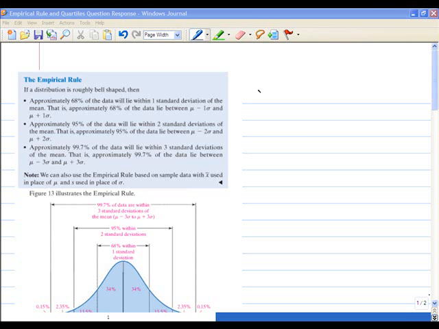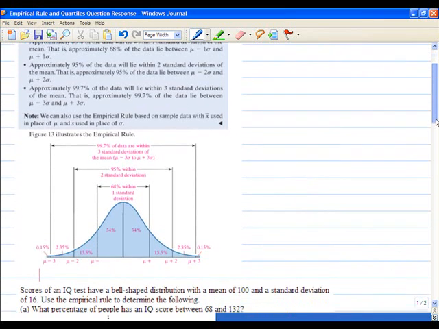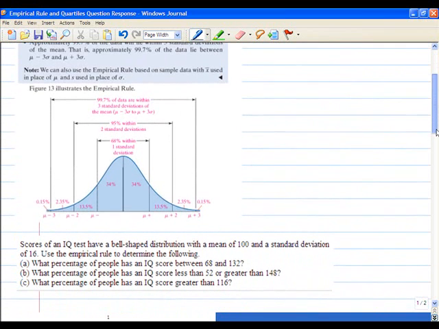Let's take a look at the empirical rule and a couple of examples of how to apply the rule. The empirical rule works only if your distribution is roughly bell-shaped. It says that approximately 68% of the data will lie within one standard deviation of the mean. That is, approximately 68% of the data will lie between mu minus 1 sigma and mu plus 1 sigma. Approximately 95% will lie within 2 standard deviations of the mean, and 99.7% within 3 standard deviations of the mean.